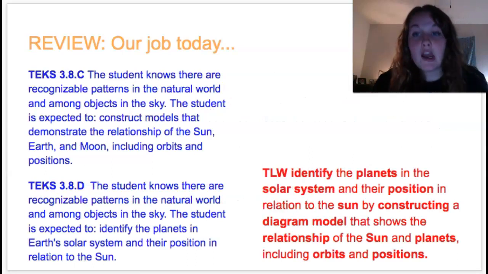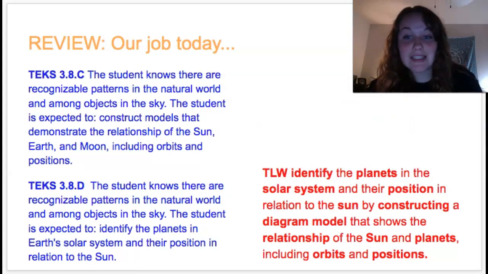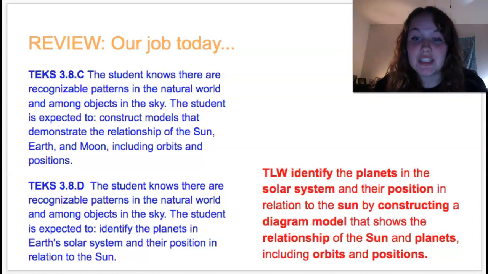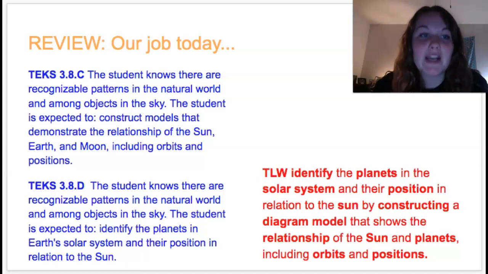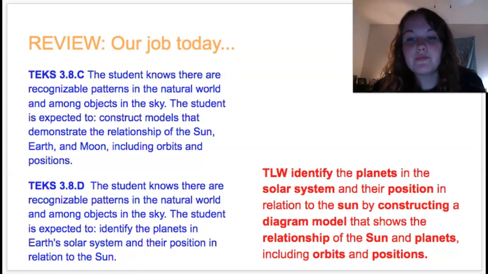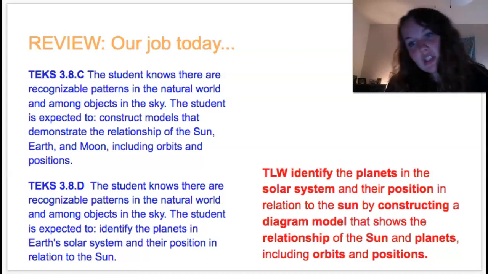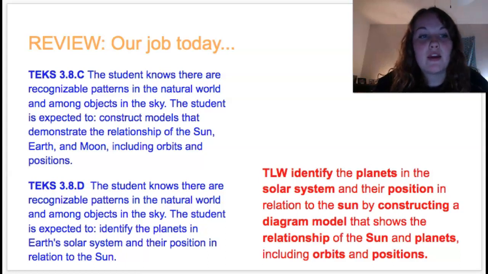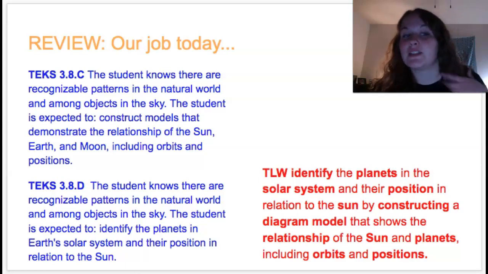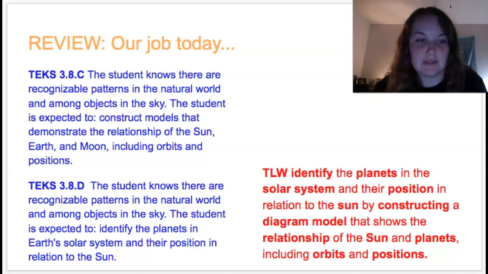So to review, our objective was to identify planets in the solar system and their position in relation to the sun by constructing a diagram model that shows the relationship of the sun and planets, including orbits and positions. So in our video, we saw how they orbit and how they rotate. And their position in relation to the sun. So which planets are closer, which are further away, etc. So last week we drew our diagram, and then this week we got to see a video diagram to see what it would look like in a sort of a simulation piece.